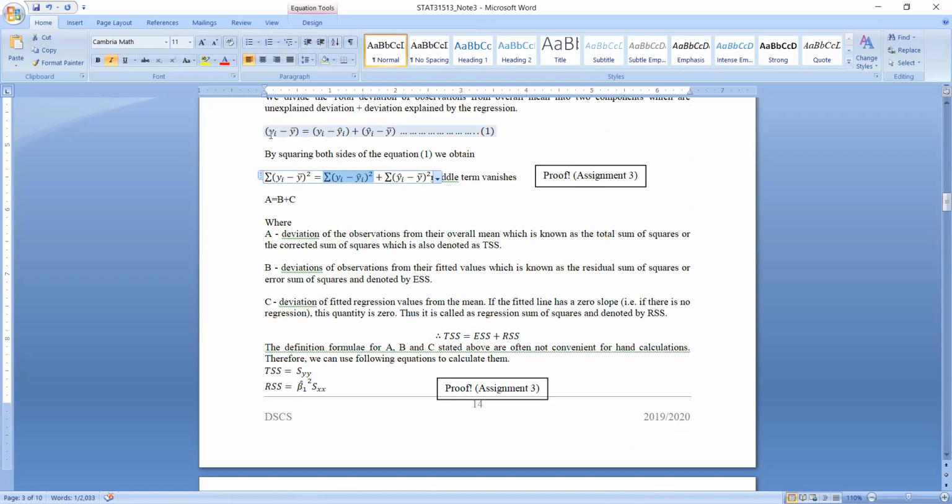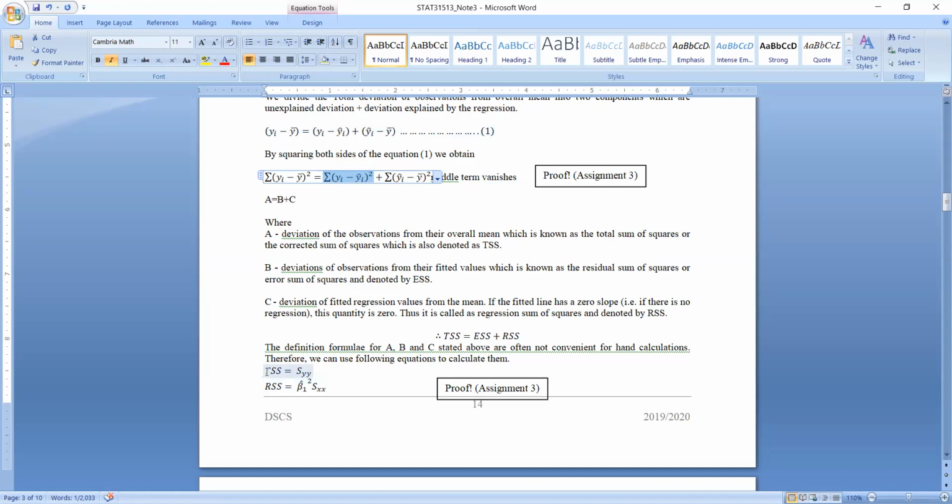Now, when you look at these terms, to calculate these sum of squared values, we have to come up with our fitted regression line, because you can see you have to calculate the yi hat values. The yi hat values are coming from the fitted regression line. So we have to estimate the beta naught value and the beta 1 value.